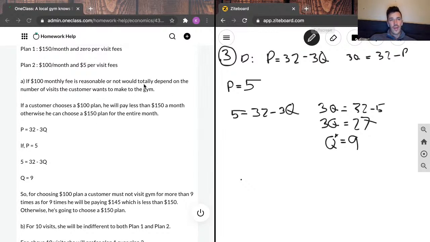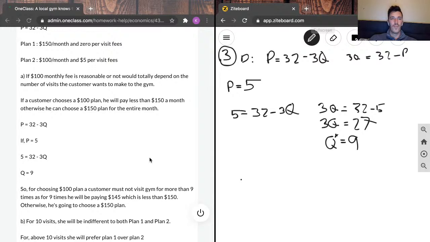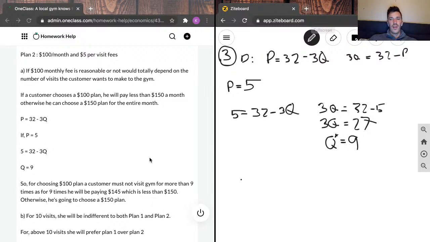So what our junior tutor has written is that if $100 monthly fee is feasible would depend on the number of visits the customer wants to make to the gym. If the customer chooses a $100 plan, he will pay less than $150 a month. Otherwise, he can choose the $150 plan for the entire month. So if he plans on going 9 times or less, this is Q star. So 9 times or less.